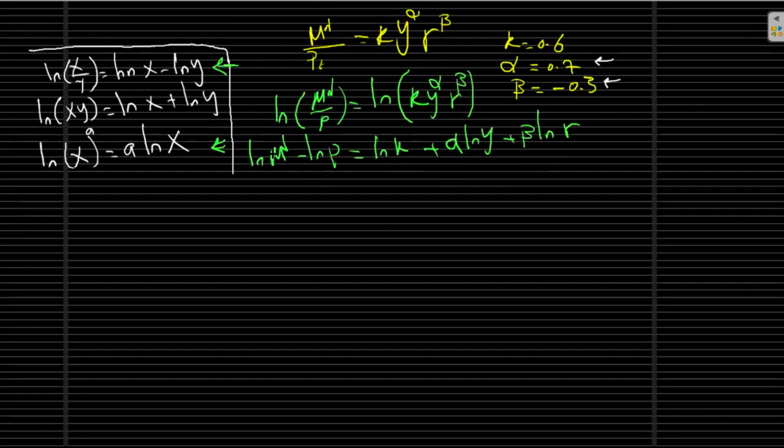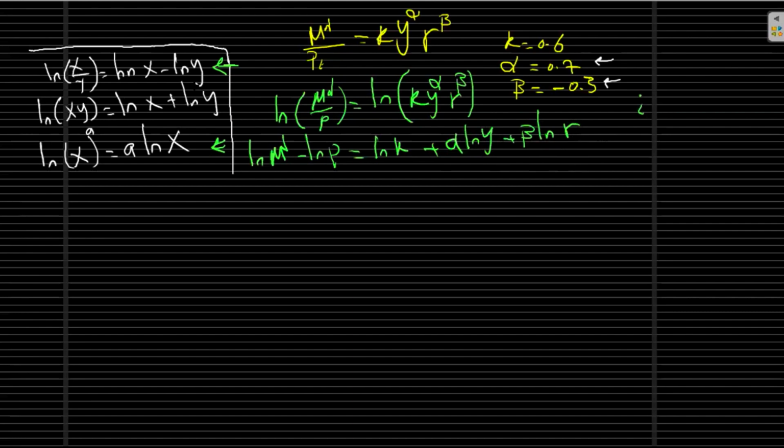And by the way, MD is money demand. I'm sure all of you know that. P is the price level. K is just a constant again. So alpha and beta are coefficients or constants. Y here is real income. R here is the real interest rate. In the lecture, I used the term i to denote the interest rate, and that is the nominal interest rate. But R here is just the real interest rate, where you take inflation into account.